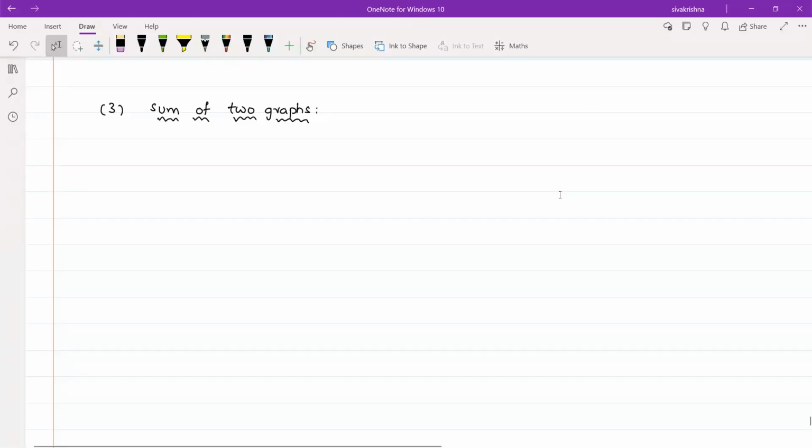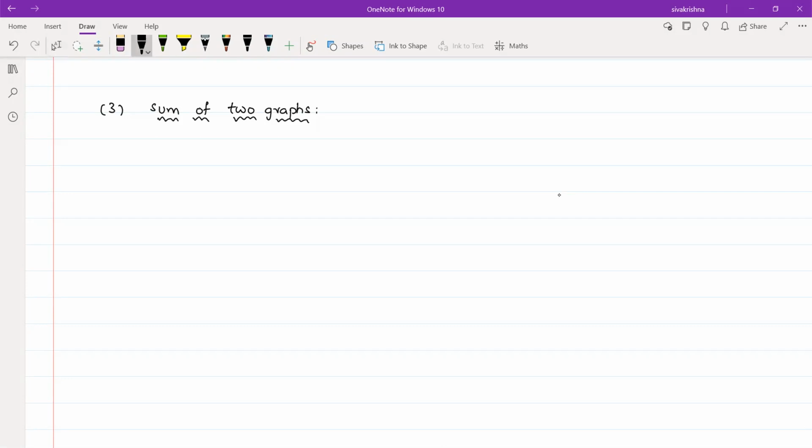Hello students, in our previous class, we discussed two operations on graphs. One is union and the second one is intersection. So now coming to the third one, that is the sum of two graphs.